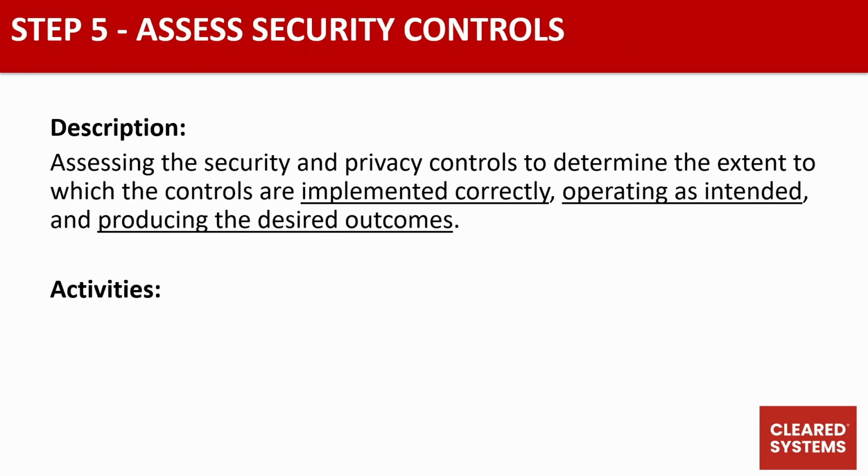For step number 5, assess security controls. We then assess the security and privacy controls to determine their effectiveness. This involves developing an assessment plan, conducting control assessments, and preparing an assessment report. Assessing controls helps ensure they are implemented correctly and operating as intended.